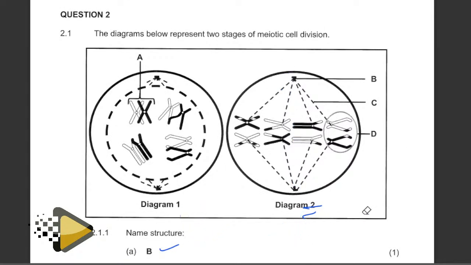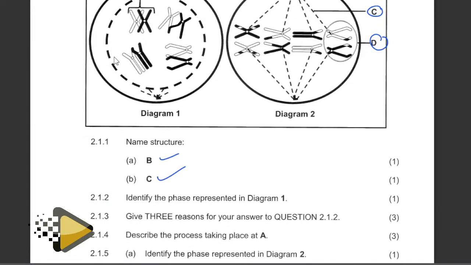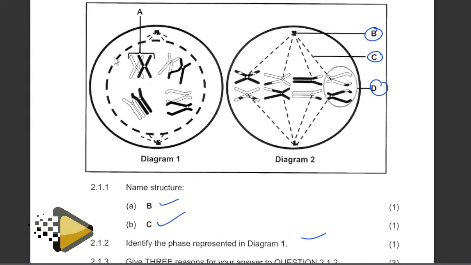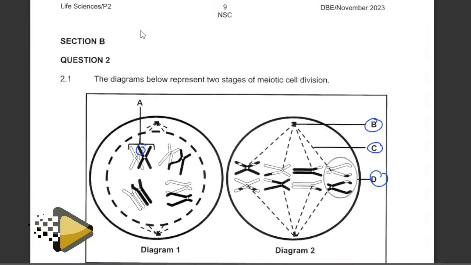Okay, now we are saying that B is centrioles, spindle fibers. These are homologous chromosomes, but I don't know whether they're asking you. Okay, spindle fibers, we are done. Identify the phase in diagram 1. Diagram 1, what is happening? You are seeing here crossing over is taking place. There are 4. It is prophase 1. Give 3 reasons for your answer. Why are you saying it is prophase 1?